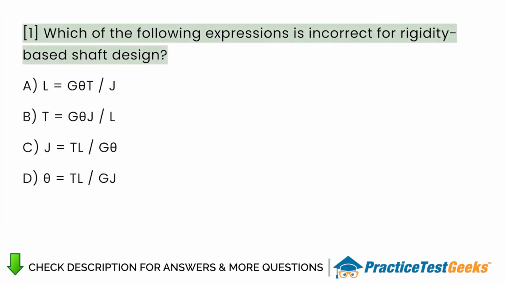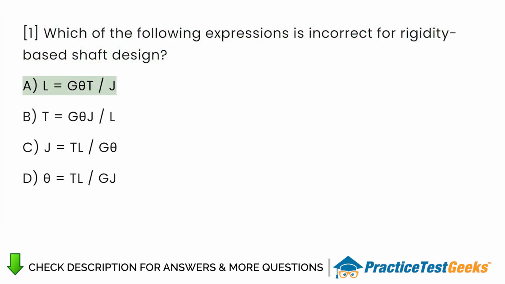Which of the following expressions is incorrect for rigidity-based shaft design? A. L equals G theta Tj. B. T equals G theta JL. C. J equals TL G theta. D. Theta equals TL GJ.